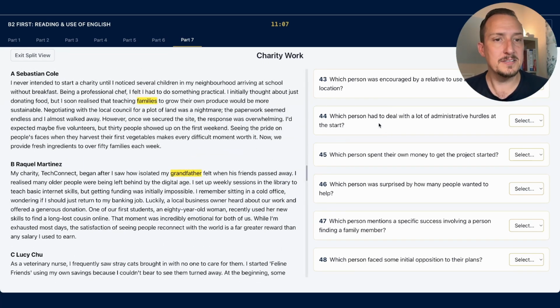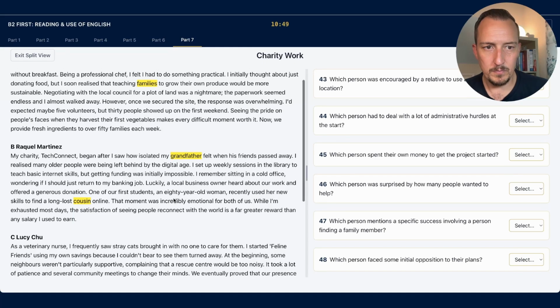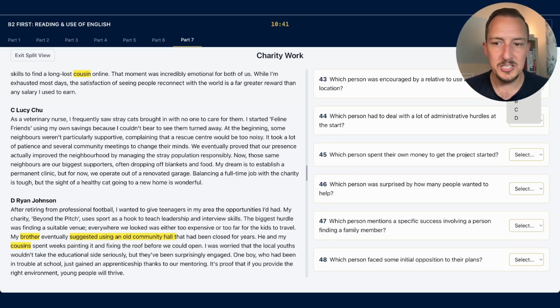So, which person was encouraged by a relative to use a particular location? We know where the relatives are. So: families that grow their own produce would be more sustainable. No. Began after I saw how isolated my grandfather felt when his friends passed away. No. Oh, there's another relative there. Recently used her new skills to find a long lost cousin. That's not using a particular location. My brother eventually suggested using bingo. That's using a particular location. So the answer is D.